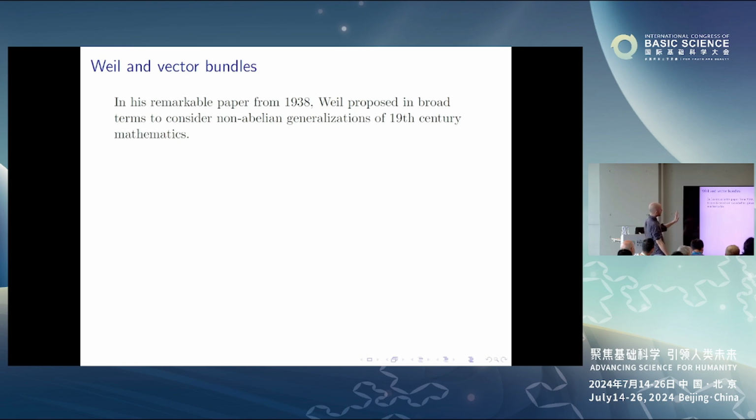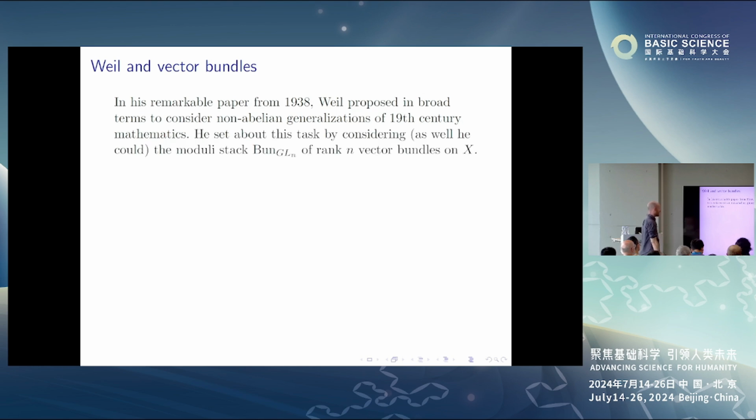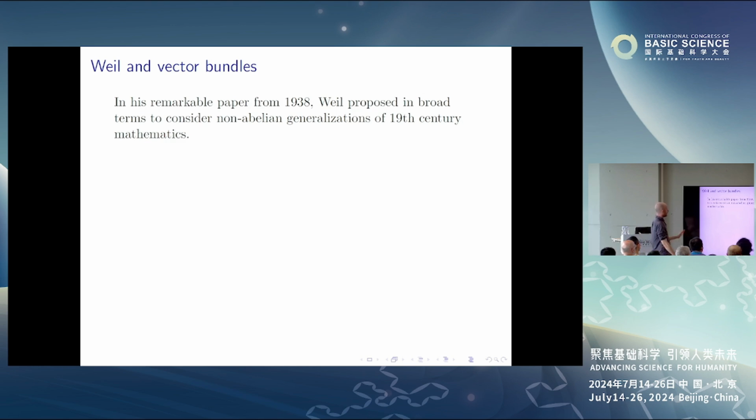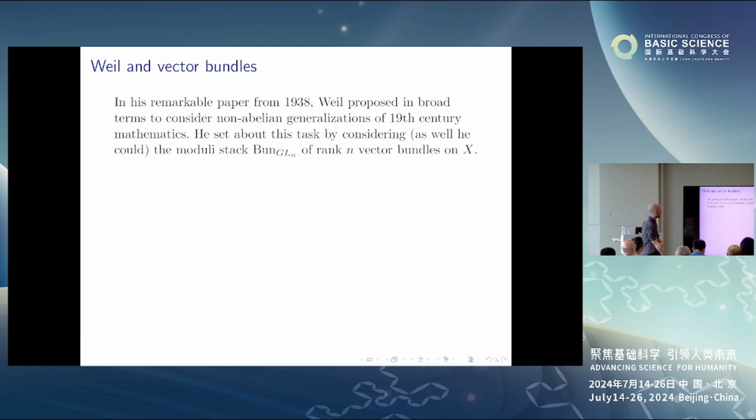Okay, so now I want to talk a little bit about vector bundles instead of line bundles. The story really starts with a 1938 paper by Andre Weil. It was amazing, actually, for me to look at this paper in preparation for this talk. In the very beginning of the paper, he points to many successes in mathematics up to that point, points out that they're really of an abelian nature. He says, okay, now what we need to do is start tackling non-abelian generalizations of that theory.